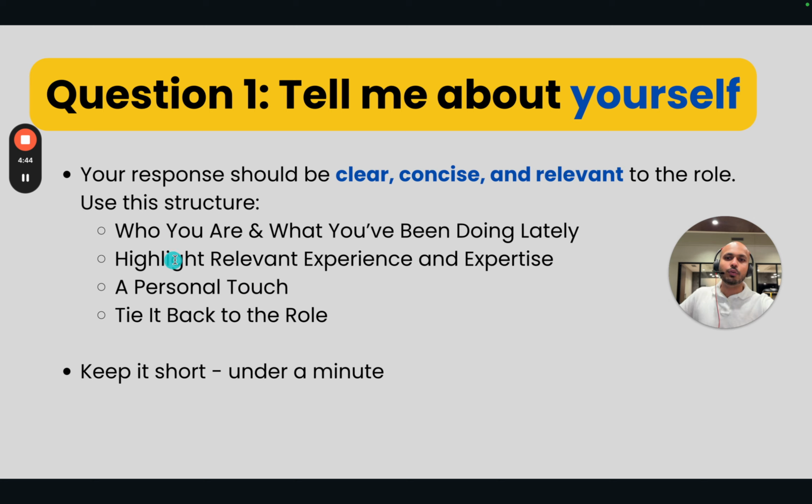Right? And then you want to highlight the relevant experience, not just any experience, the relevant experience and expertise that is being sought after in the new role, right? You want to add a little bit of a personal touch, a human touch, about who you are, because that kind of humanizes the conversation. And then you want to tie it back to the role so you can reinforce that and lead the discussion towards the role, right?